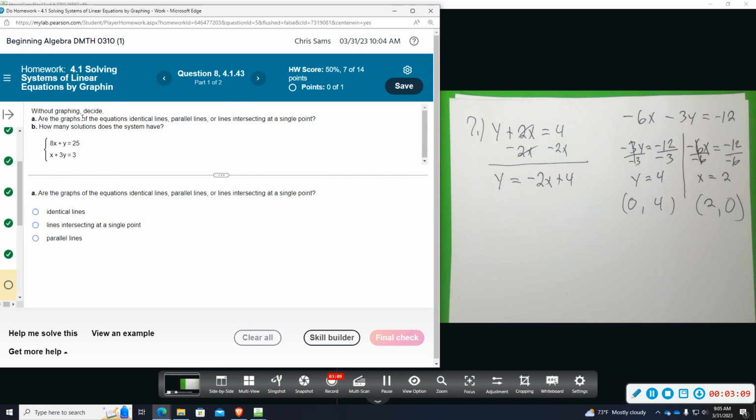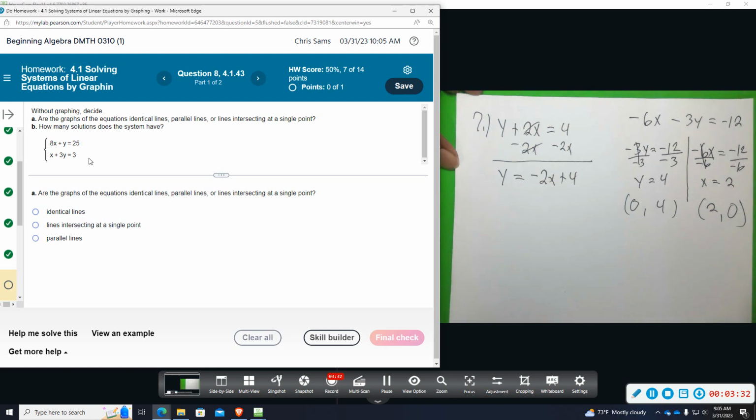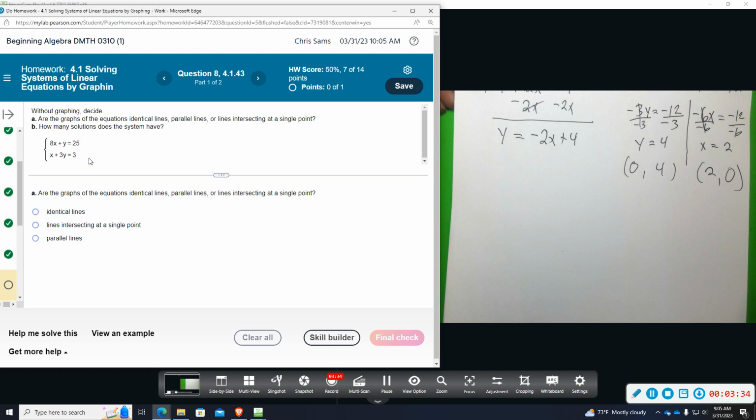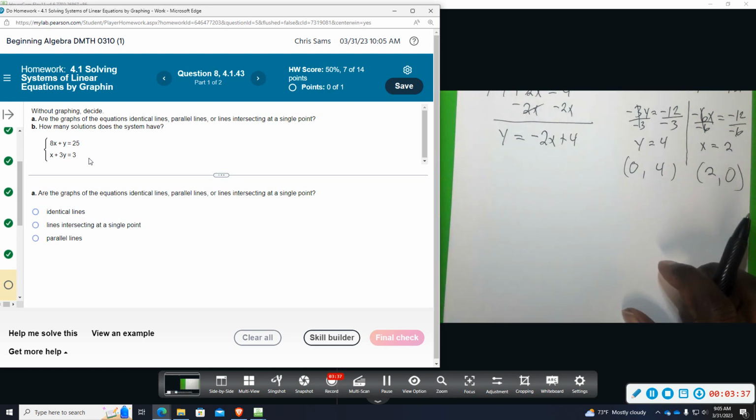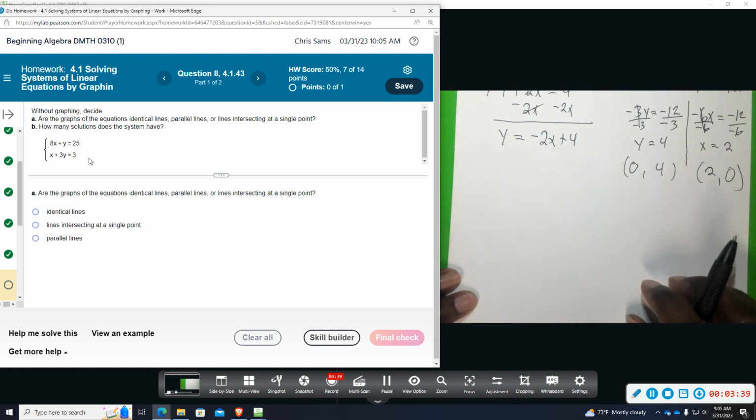All right, 8, it says without graphing, we're going to decide, are the graphs of the equations identical lines, are they parallel lines, or do they intersect at a single point? Okay, so in order for me to do that without graphing, I need to write them in slope-intercept form. That's the best way to do that. If I put them in slope-intercept form, I will be able to see if they're the same equation. I will be able to see if they have the same slope, which means they would be parallel, or if they're different, then I know they would intersect at one point.